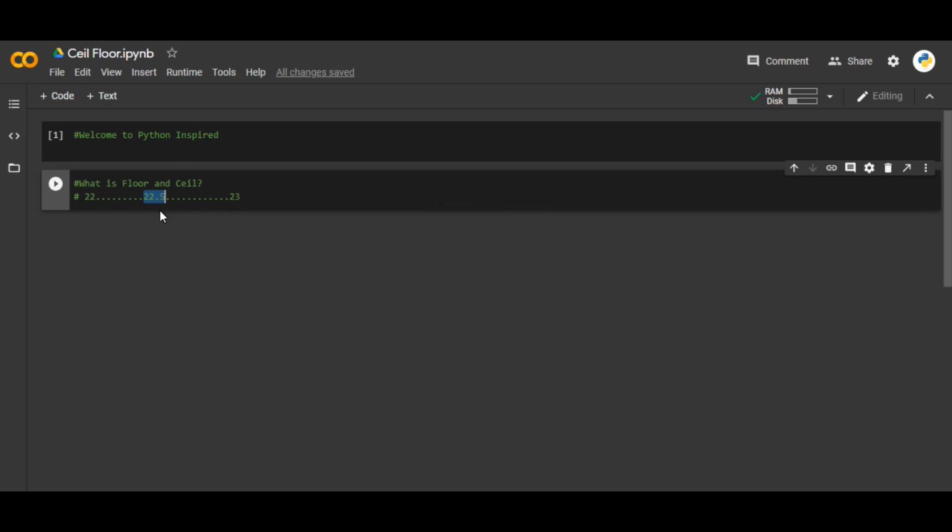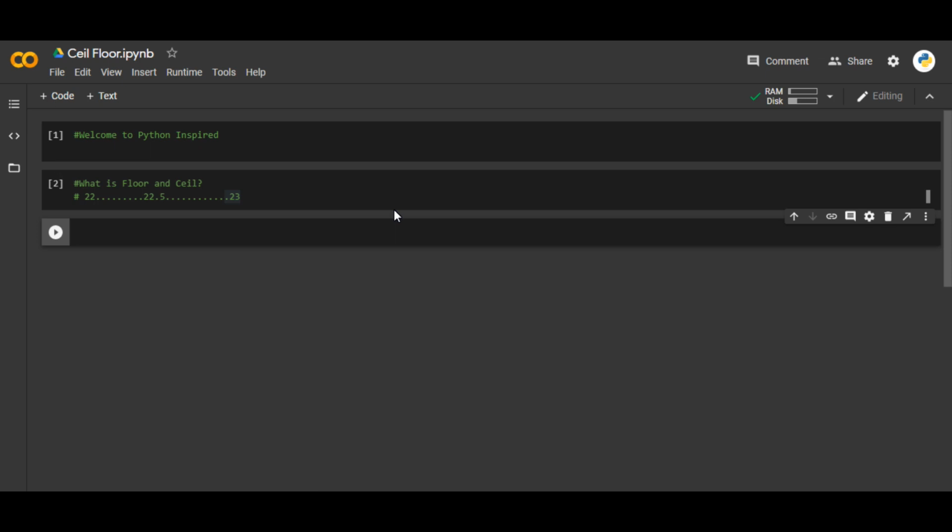Okay, and if we see what is the floor, 22.5 has a floor of 22. So 22 is an integer which is the floor of 22.5. So I hope this is clear to you all. And now we will see how we can find this floor and this ceil in Python.